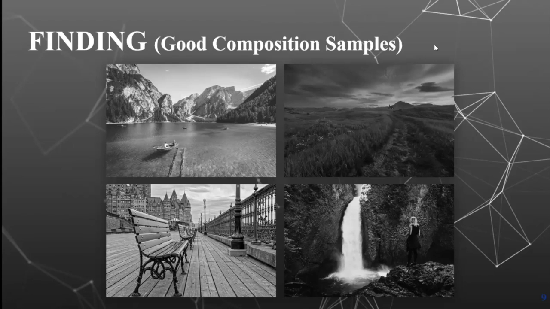As you can see, in the top left there is a boat located at one of the junctions, and in the top right there is a house and a hill in the background. In the bottom left there is a bench, and in the bottom right there is a lady located at the right spot. Based on our composition rules, where we usually divide the screen, we think that is good.